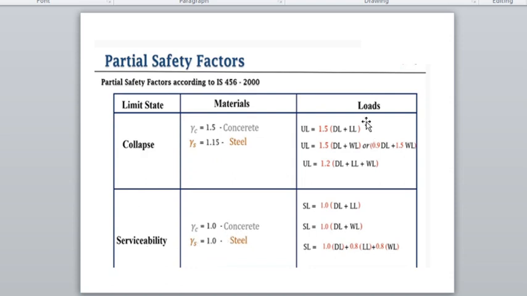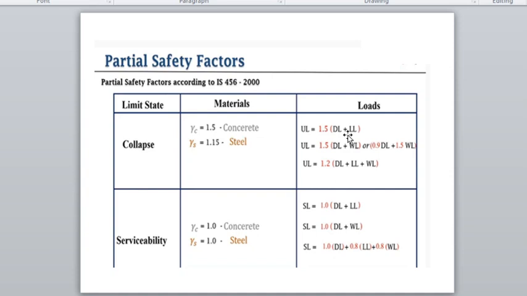Okay. Now, in the case of loads, UL means the ultimate load. Ultimate load is equal to 1.5 times dead load plus live load. This is one combination. So now I am going into one important thing. I have said that in a structure there will be a lot of loads. Okay, there will be dead load, live load, wind load, etc.